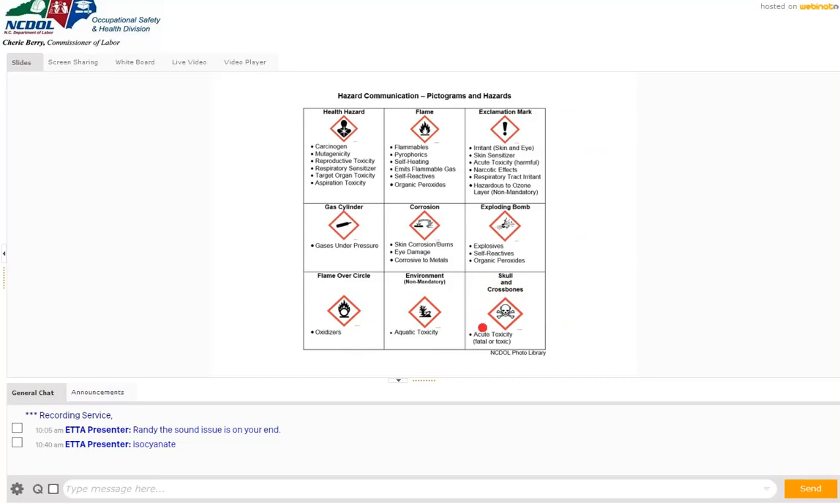Now, if you go down to skull and crossbones, acute toxicity fatal or toxic. So your most poisonous chemicals are going to get a skull and crossbone. If it's the least poisonous, it's going to get an exclamation mark. I would have liked it better if they'd worked that out a little bit better. But anyway, I know all of you, if you worked in the year 2013, you had to be trained on what all these pictograms meant. And you can see all the describers under each one.